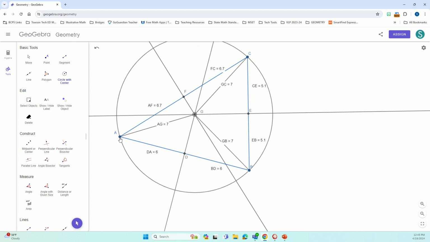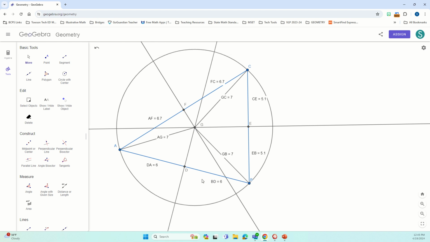Look at that, guys. Bam. Each one of these line segments that connects A to G, C to G, and B to G, they're all the radius of this circle that we just created by creating perpendicular bisectors, finding where they meet, and using that as the center of our circle. It's beautiful. It's beautiful, guys.